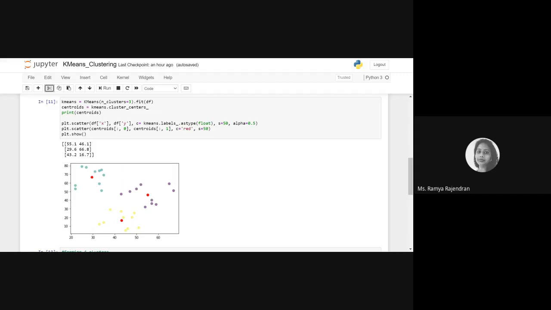The first centroid is at 55.1, 46.1, that is 55.1 on the x-axis and 46.1 on the y-axis. So this is cluster 1 here, and the second cluster is at 29.6 and 66.8. So this is cluster 2, and cluster 3 is this. Because I'm printing the centroids here, which gives us the x value and y value.